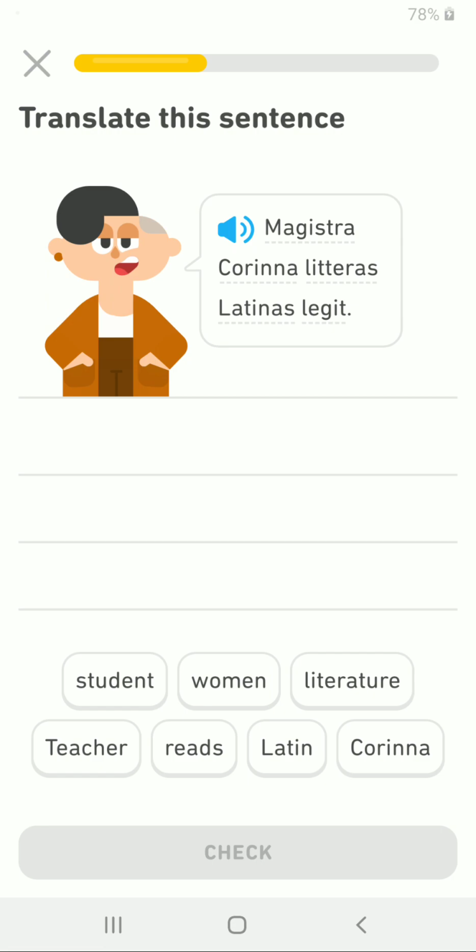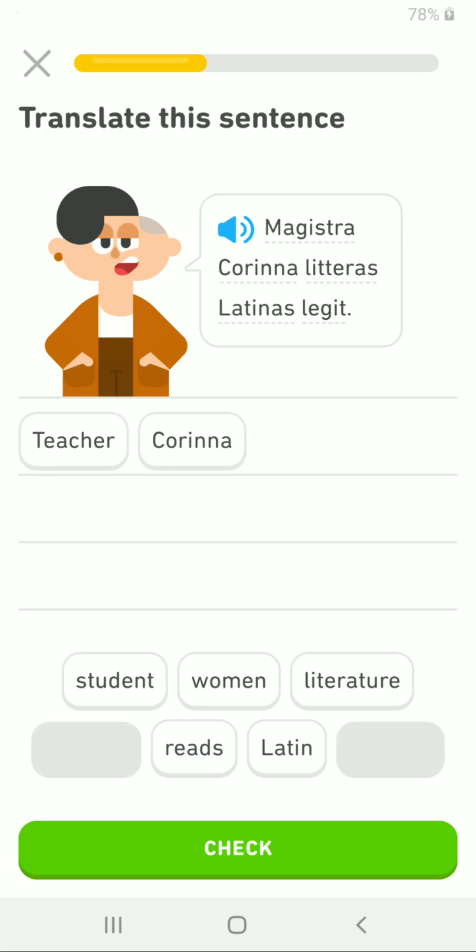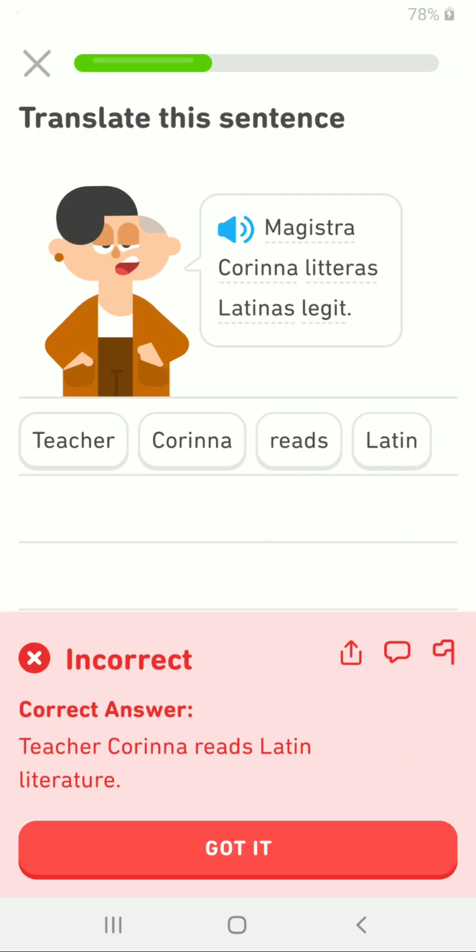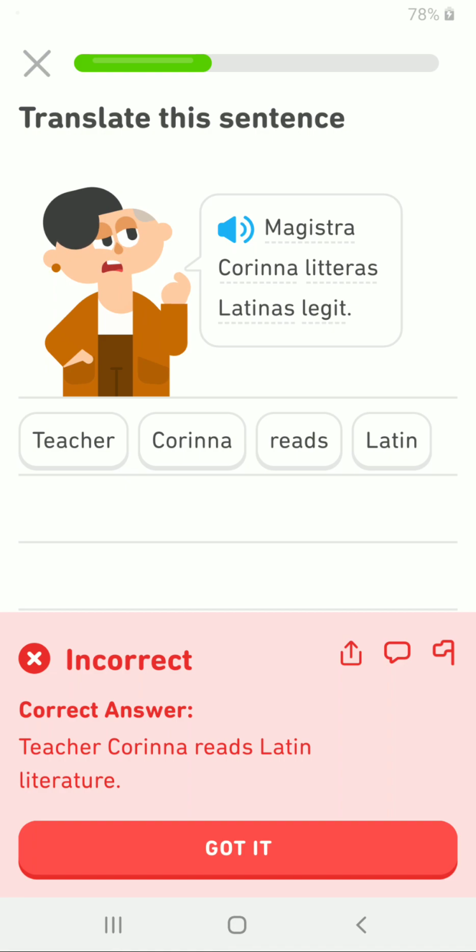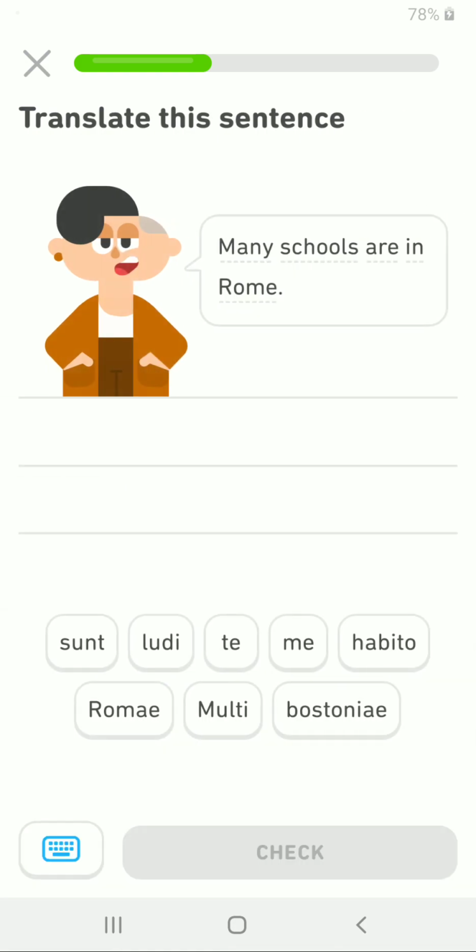Magistra Corina litteras latinas legit. So this is kind of a weird thing to say. Like, teacher Corina reads Latin literature. Oh yeah, of course. I was too quick to press and check.